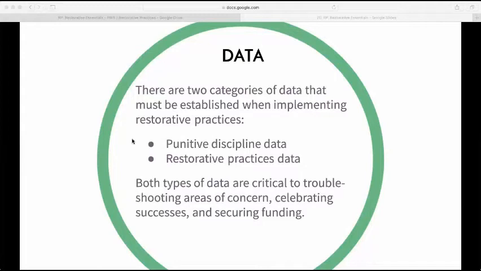Restorative practices data, such as who is referring students and for what behavior, can show how restorative practices is being used within the building. Both types of data are critical to troubleshooting areas of concern, celebrating successes, and securing funding. Consideration has to be given to these questions. We know that punitive data are already being collected and analyzed. How will restorative practices data be collected? How are restorative practices data to be analyzed and used in the problem-solving decision-making process?